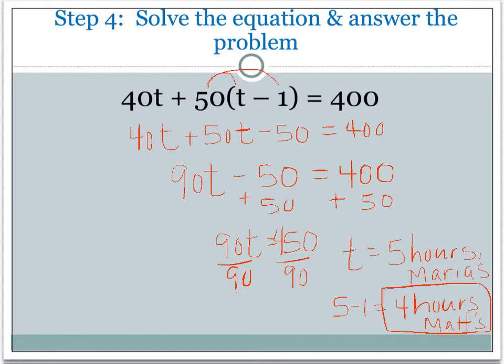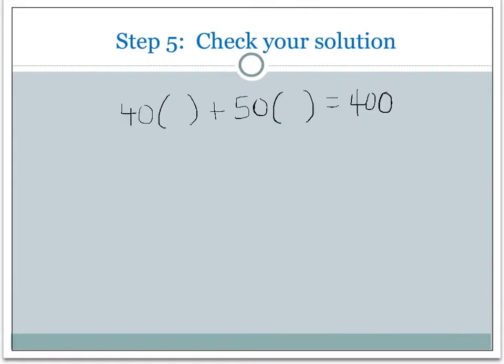They wanted to know Matt's travel time, not necessarily Maria's. But notice that you had to find Maria's travel time before you could see what Matt's travel time was going to be. That's why we used the variables that we did. Now the last part is to always make sure you check your answer to make sure that it really works in the equation. So we're going to end up plugging in 4 hours for Matt's time and 5 hours for Maria's time. Let's see what we get.